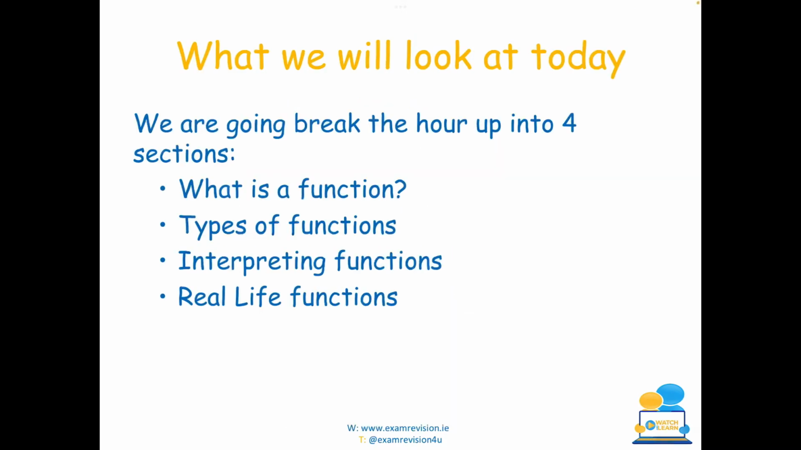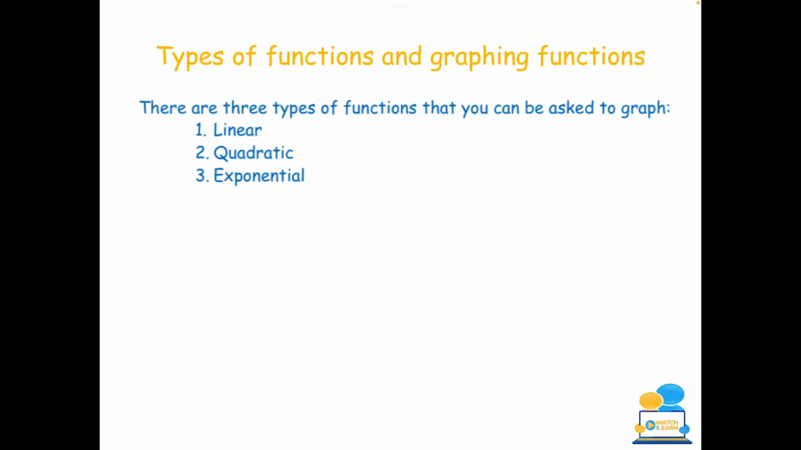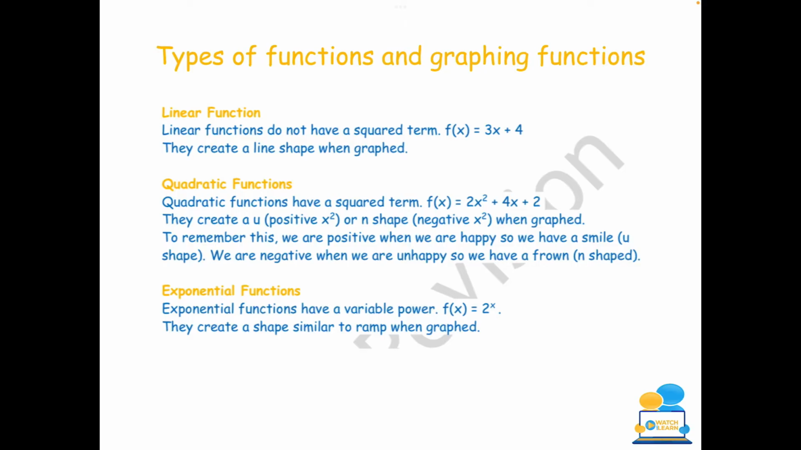So that's it for section 1, what is a function? What we're going to move on to now is looking at the different types of function. There are 3 types of functions that you can be asked to graph: linear, quadratic and exponential. A linear function does not have a squared term, it just has a singular x. For example, f of x is equal to 3x plus 4. They create a line shape when graphed.